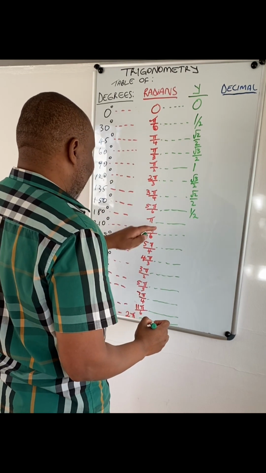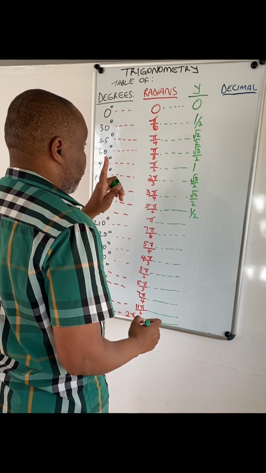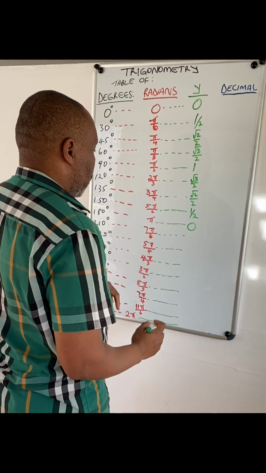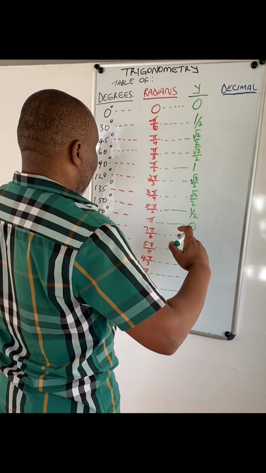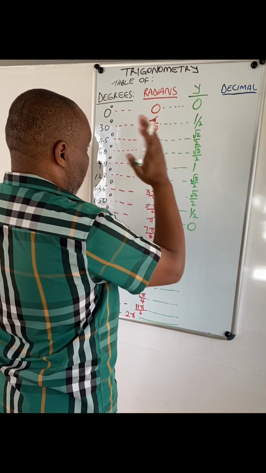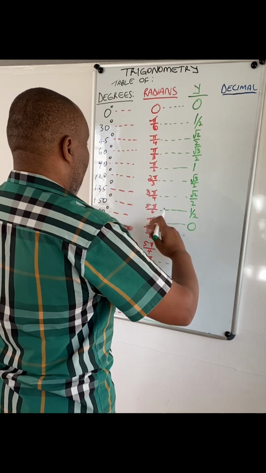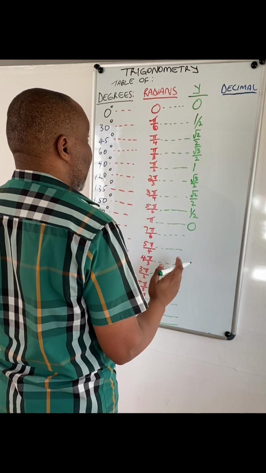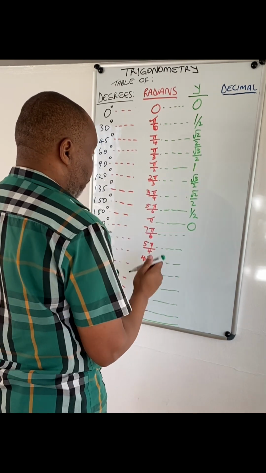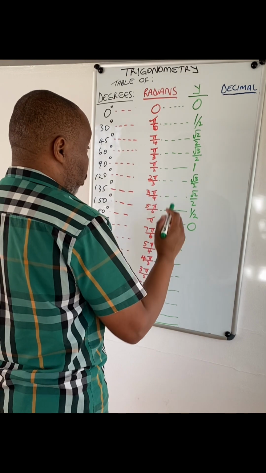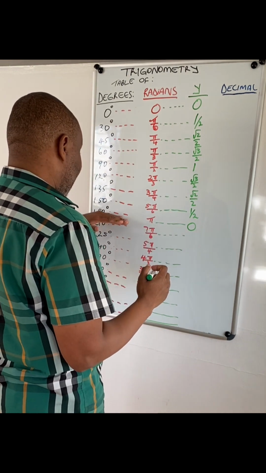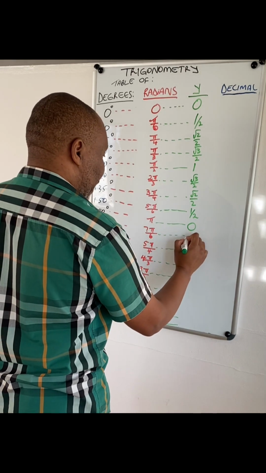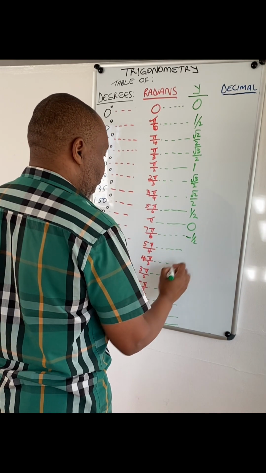At 180 y is 0. Remember, on the straight line 180, x is minus 1, y is 0. So we've come to the point above the x-axis where y is positive. Now we're looking at y from 180 going down. It becomes what? Negative. So it's negative half here.